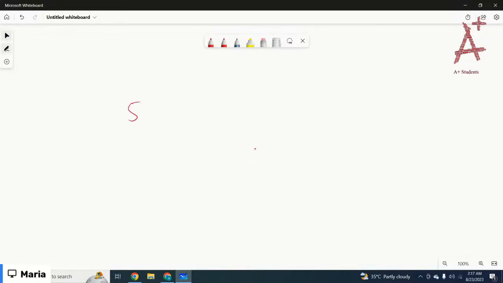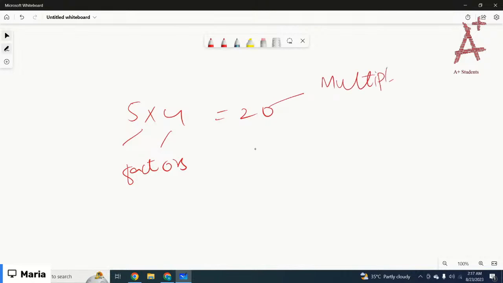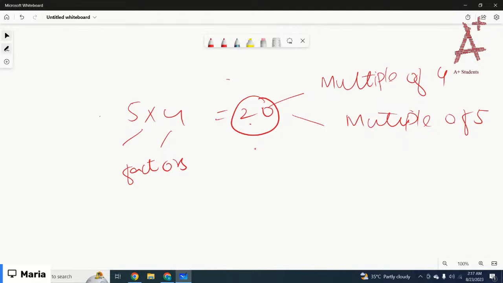So, you have 5 times 4 equals 20, right? 5 and 4 are factors of 20, right? And 20 is the multiple of 4 and multiple of 5, because you can divide 20 by both 4 and 5, right? So 5 and 4 are the factors of 20, and 20 is the multiple of 4 and 5. When you multiply 4 and 5, you get 20, right?